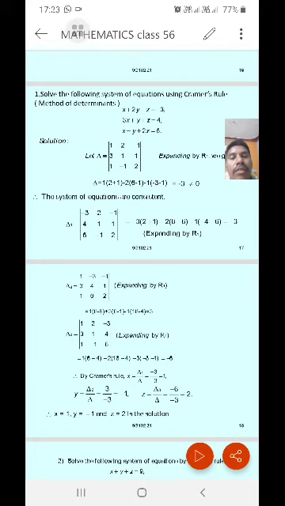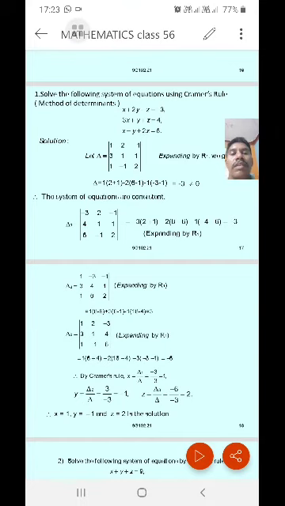Next, delta 2. Here, if you observe, delta 1 is replaced with constants as a first column in the delta, and here in delta 2 the constant terms come in the second column in the delta, so that is replacing the second column with constants. So we can say that is delta 2.